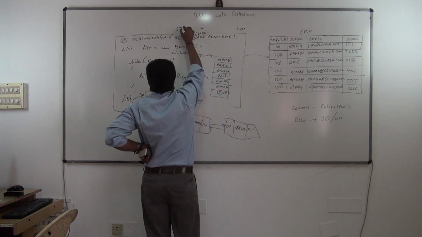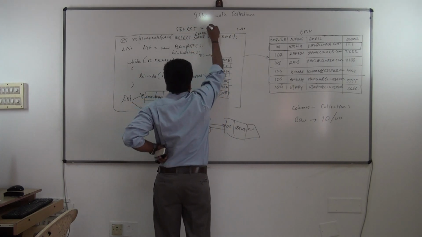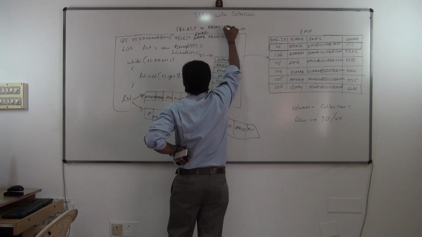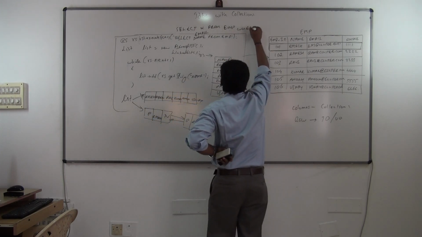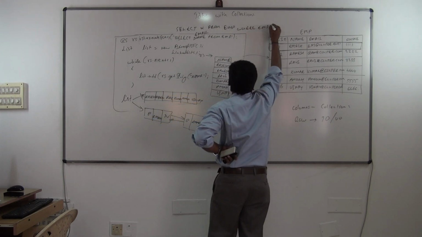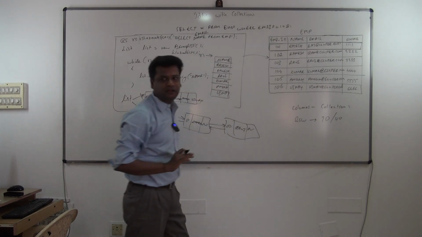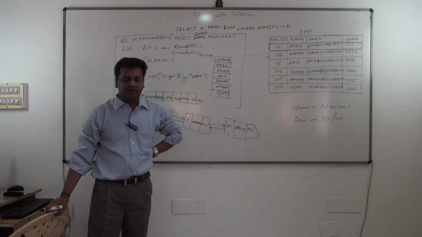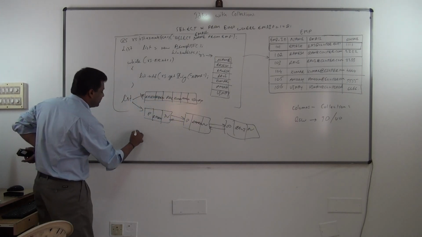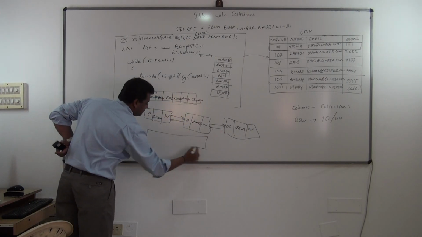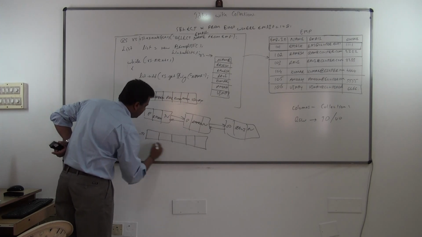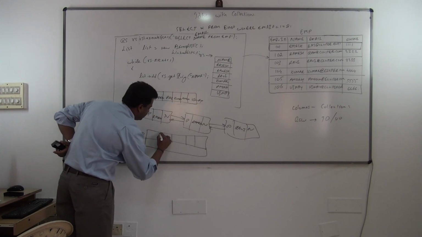Select star from EMP where employee ID is equal to 102. This will be coming from the UI. I'm hard coding it now. One step we are far off. That's it. So once you get the value, what will be there in your result set? You will be having one row now. Yes or no? You know how the result set is going to be.